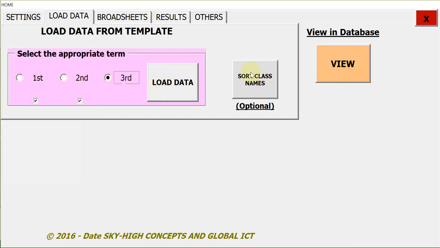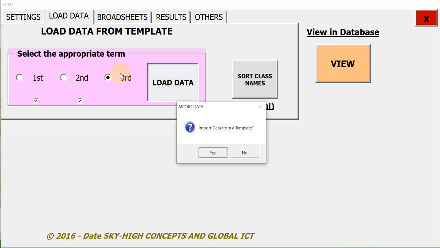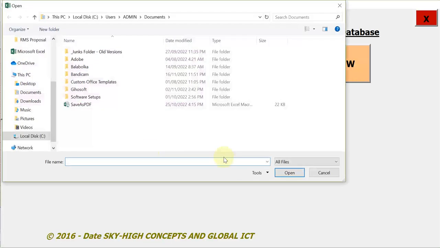Another thing we have here is the sort class names. If you want to sort their names in alphabetical order, then you can use this. That is optional. All right, so load data now for all the terms, then import data from template. Let me say yes. Okay, before I do that, let me quickly load the information.